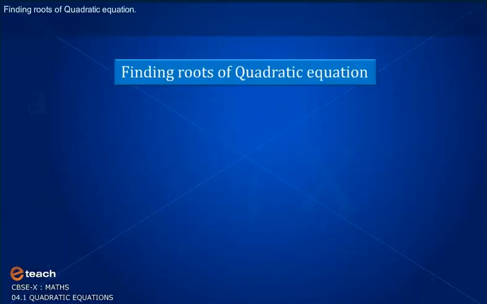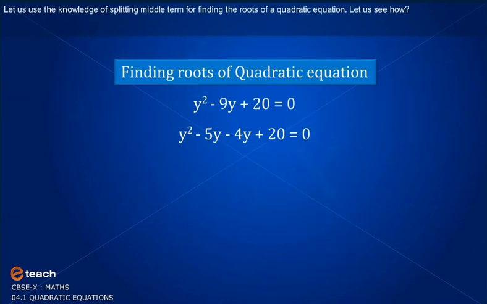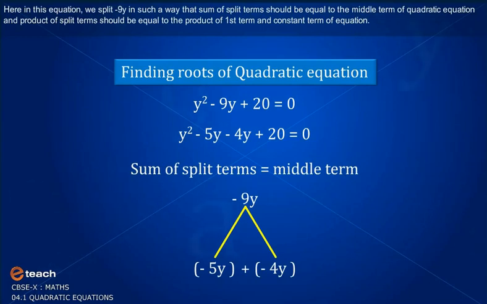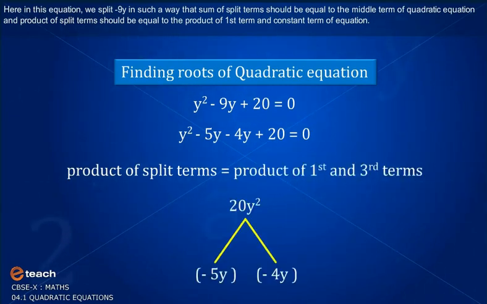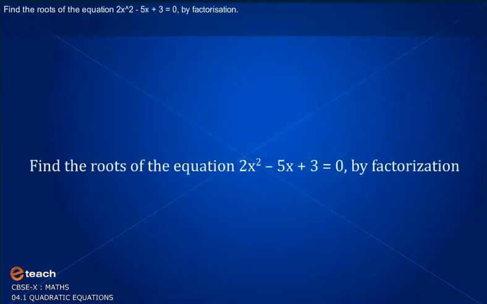Finding roots of quadratic equation. Let us use the knowledge of splitting the middle term for finding the roots of a quadratic equation. Let us see how. Here in this equation, we split the middle term in such a way that the sum of the split terms is equal to the middle term of the quadratic equation, and the product of the split terms is equal to the product of the first term and the constant term of the equation. Find the roots of the equation 2x square minus 5x plus 3 is equal to 0 by factorization.